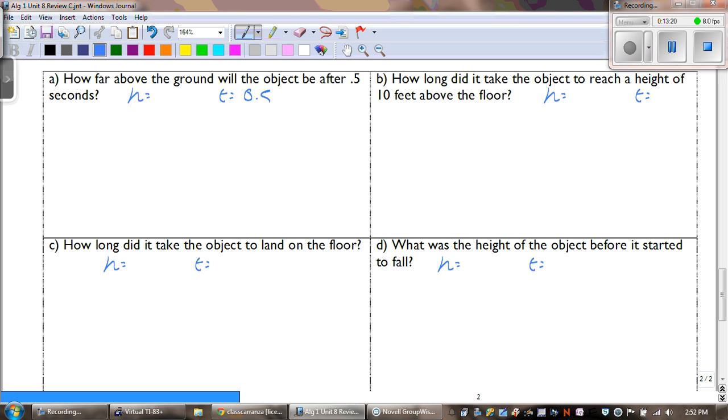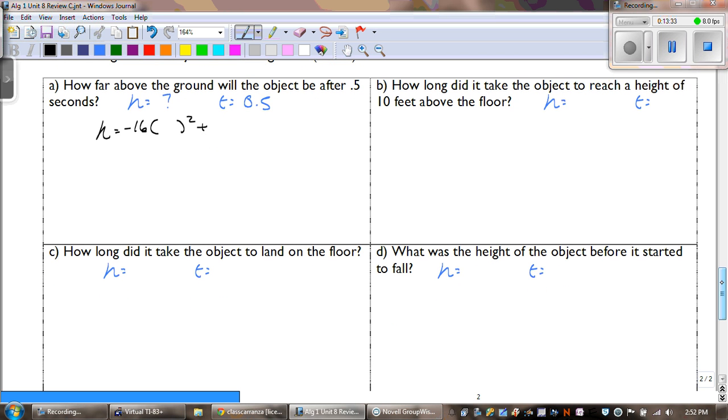Okay, and one more. Man, don't you guys wish you could do cut and paste on yours? Too bad, so sad. Anyways, A, how far above the ground will the object be after 0.5 seconds? Well, hey, they told me the seconds. I'm trying to find the height. So h equals negative 16t squared plus, it's plus 40, right? Yeah, plus 40. I get all of these problems confused. So I'm just setting these up, guys. You're doing them yourself. Okay. B, how long did it take the object to reach a height of 10 feet above the floor? So our height is 10, and we're trying to find the time. So 10 equals negative 16t squared plus 40.